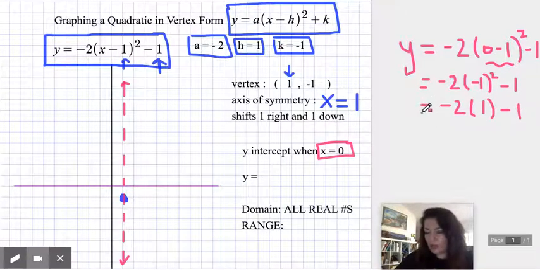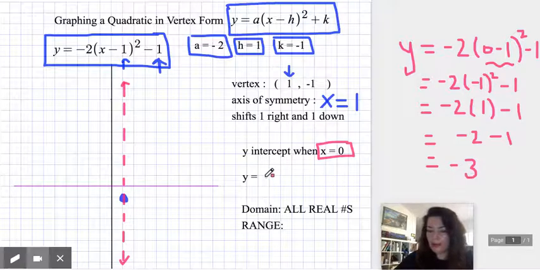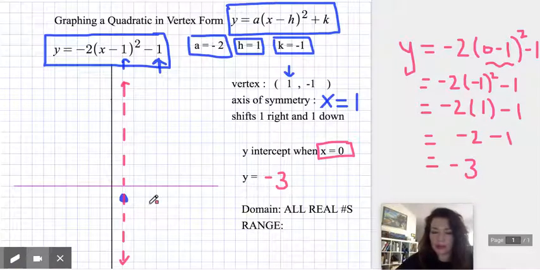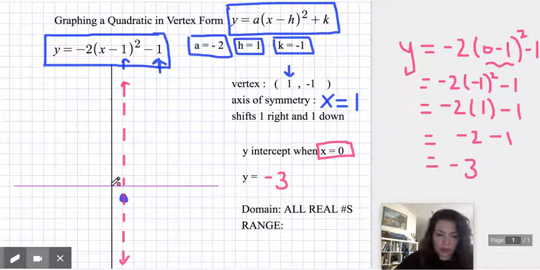Now, again, using order of operations, you always multiply before you subtract or add. So -2 times 1 is -2. And then I'll bring down that -1. And then when I combine -2 and -1, we get -3. So our y-intercept is y equals -3. And that, of course, is when x is 0. So let's go ahead and place that on the graph. So 0, 1, 2, 3 down, my y-intercept is right here.